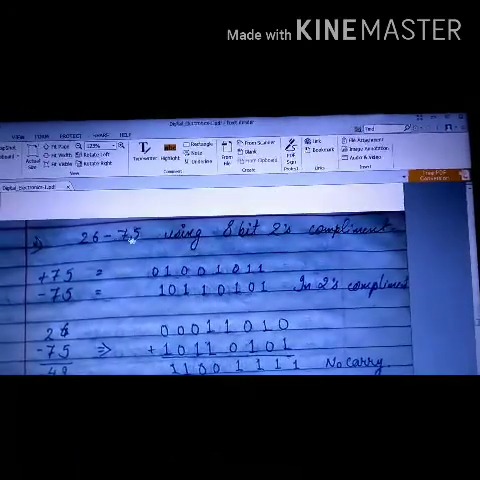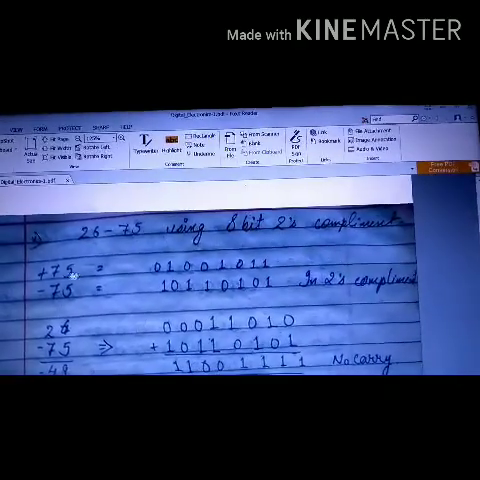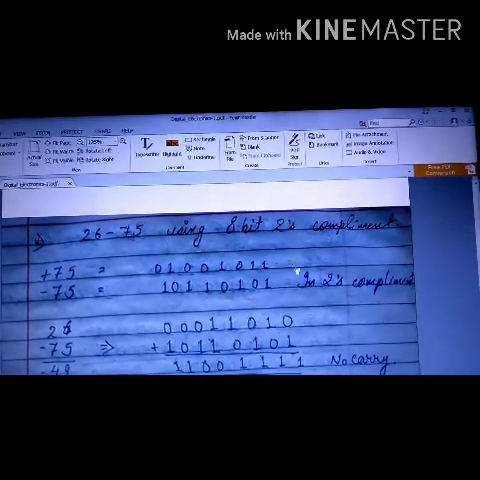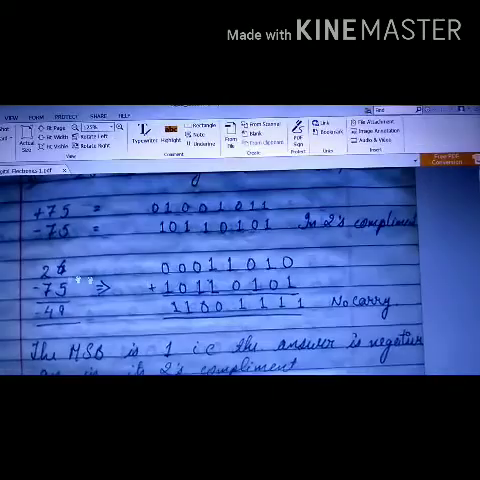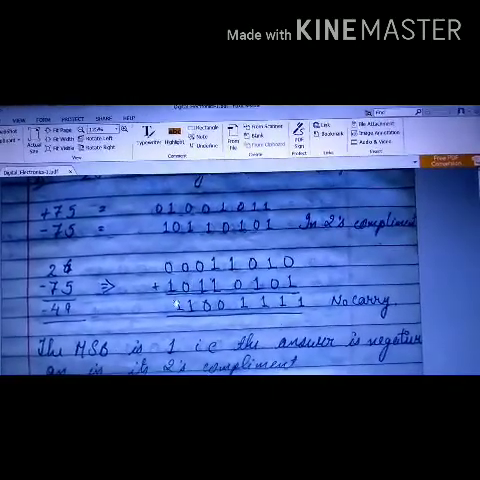Again, 26 minus 75, again using 8-bit 2's complement arithmetic. So we will take plus 75 as this in normal form. We will take out its 2's complement and we will get minus 75. We will add 26 and minus 75 in binary. So we will get this.